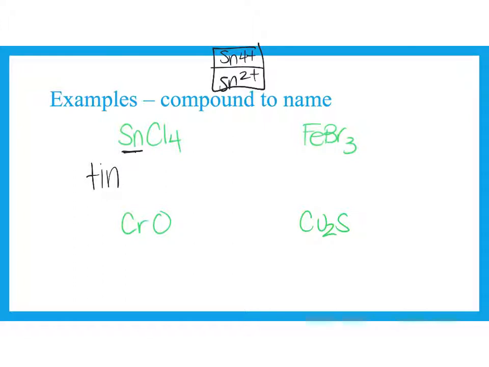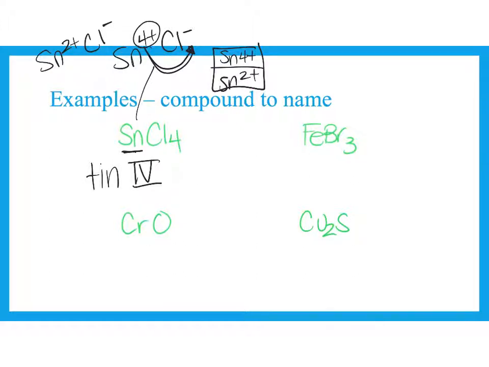Now my job is kind of to be like a detective here, because I have to figure out which tin it is. If I look at chlorine, I see it's negative. If it was 2 positive and chlorine was negative, it could be this one. I can see obviously that it's going to be tin 4, because the 4 would have had to move down here. So this is tin 4. Just so that you can see, if it was tin 2, it would look like this. And it does not look like that. So it's tin 4.